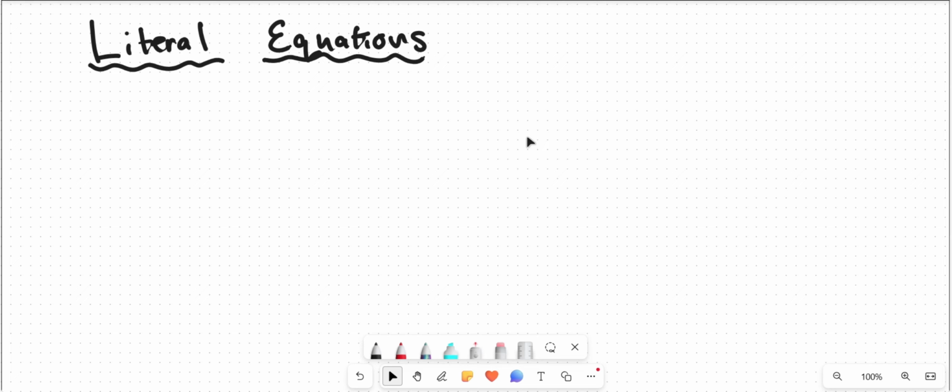And this one is on literal equations. So, what are literal equations? These are equations where we get different formulas, right?